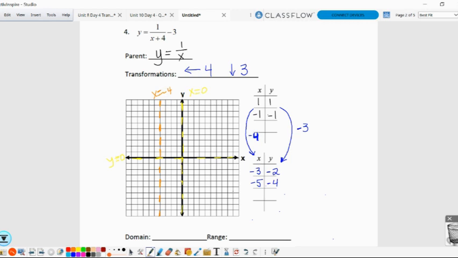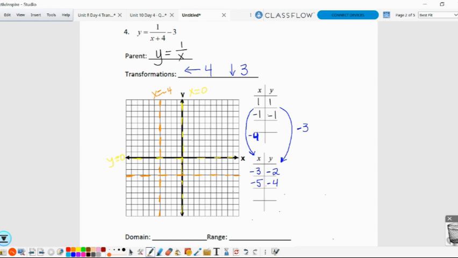When we shift our graph up and down, the horizontal asymptote is going to change. So it's going to go from 0 to negative 3 because we're shifting the whole graph down by 3. So there's our new asymptote. And now we'll plug in our points. So we got our points by looking at our table of values.